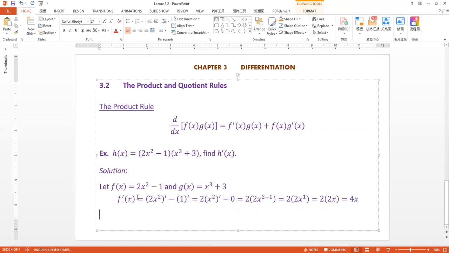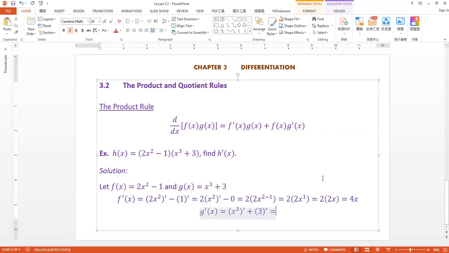Similarly, we can find the derivative of g using the same approach. So g has two terms, x cubed and 3. So we can take the derivative term by term. So the derivative of g will be the derivative of x cubed plus the derivative of 3. So once again, the second term is just 0 because the derivative of the constant 3 is just 0. All right.